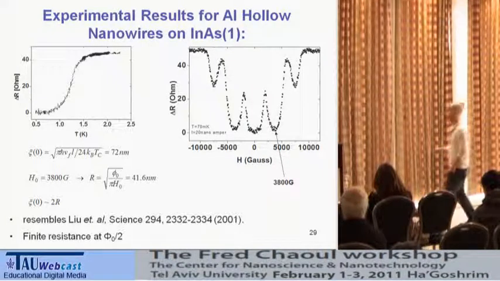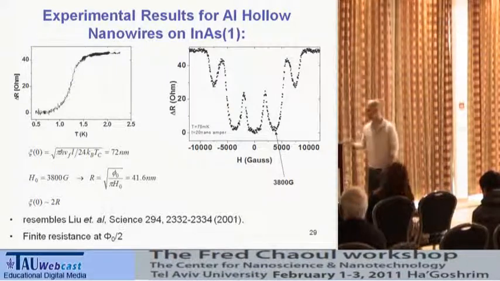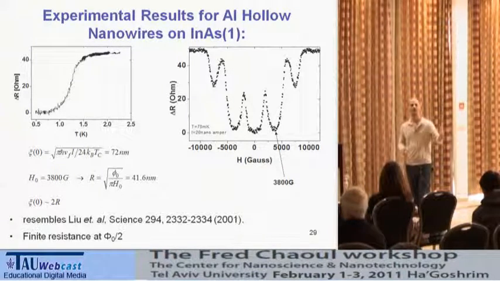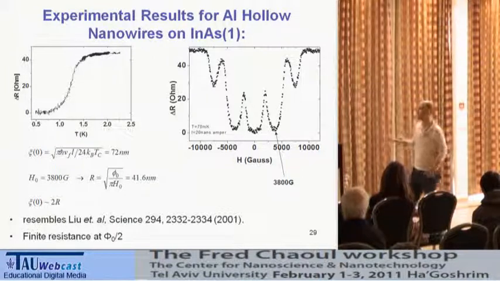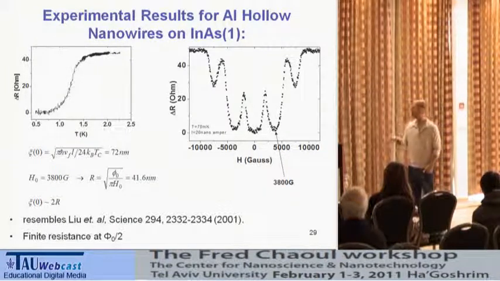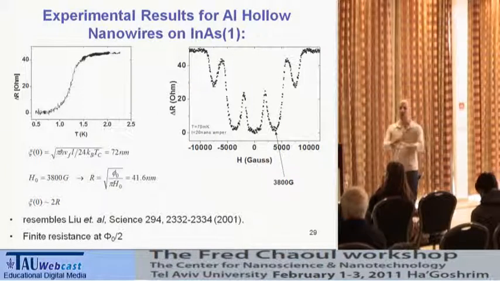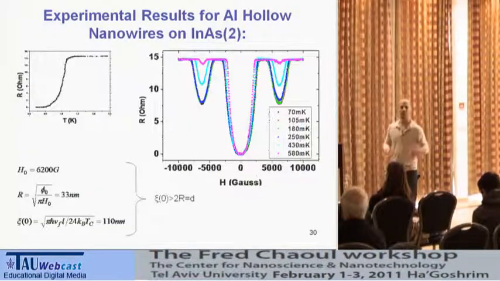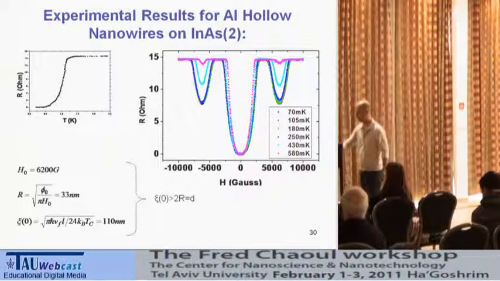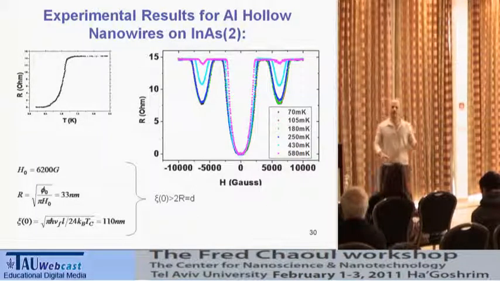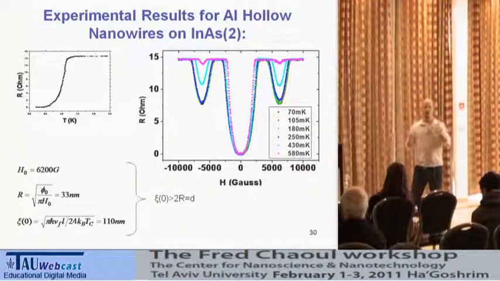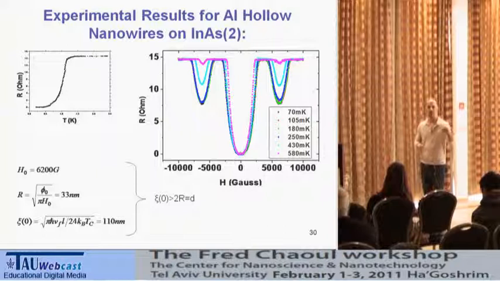There are a few mechanisms that will give you a finite resistance even in the superconducting state below the critical temperature. I'm sure you remember the Kosterlitz-Thouless transition in two-dimensional superconductivity, and a similar process that can happen in a one-dimensional sample is a phase slip. Think of some kind of Josephson junction inside your sample. This will cost you in energy.